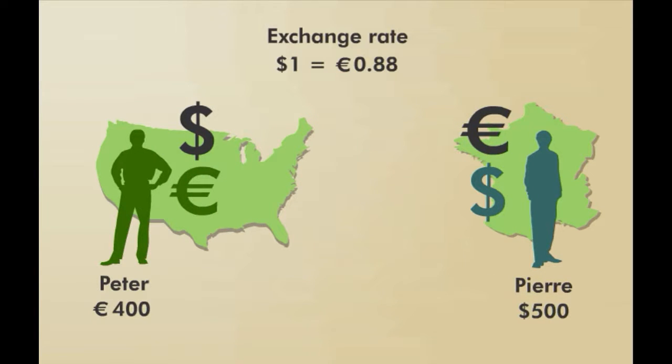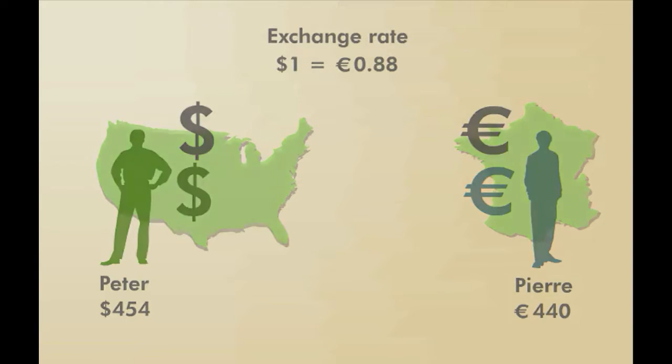Pierre is happy to find that his $500, worth only 400 euros when he left, is now worth 440 euros. Peter, however, is disappointed when he finds out that his 400 euros, worth $500 when he left, is now only worth $454 and change. He has lost nearly $46 in purchasing power due to a change in the exchange rate. Pierre, however, enjoyed an exceptionally nice dinner at his favorite restaurant back home with his newfound cash.